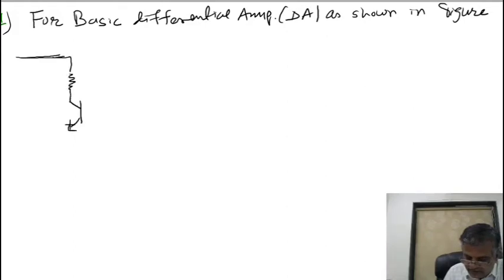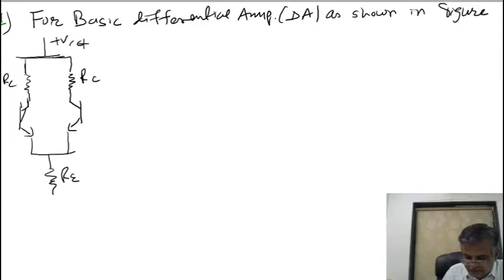In the first lecture I have drawn this circuit, and this is called emitter coupled differential amplifier. This is RE, this is RC, this is RC. Here is plus VCC, here is VO1, here is VO2, meaning output voltages. This is your base voltage V2, this is your base voltage V1. This is your minus VE.